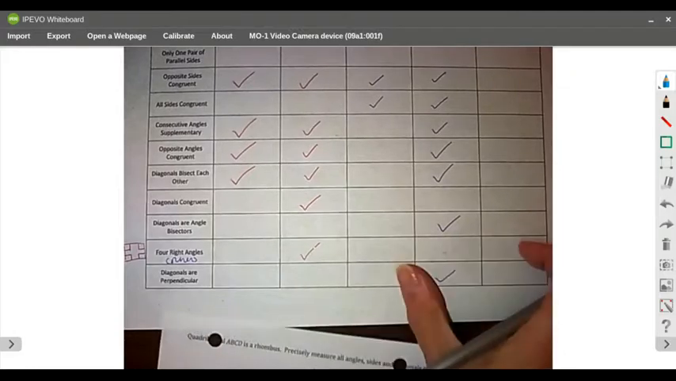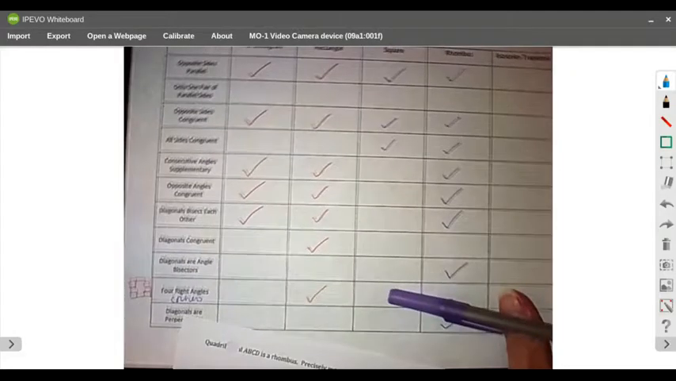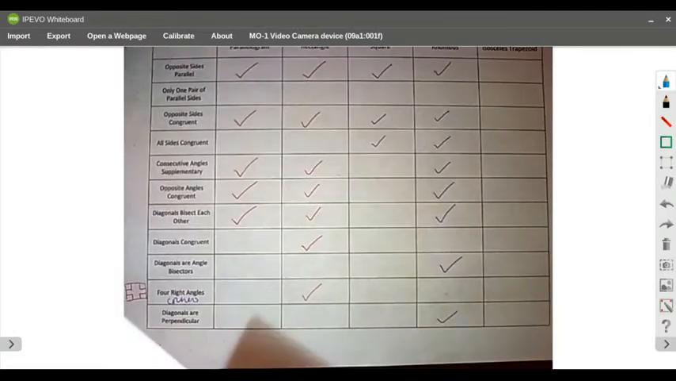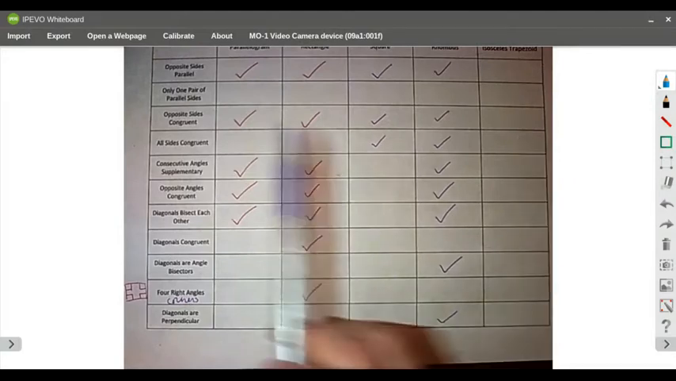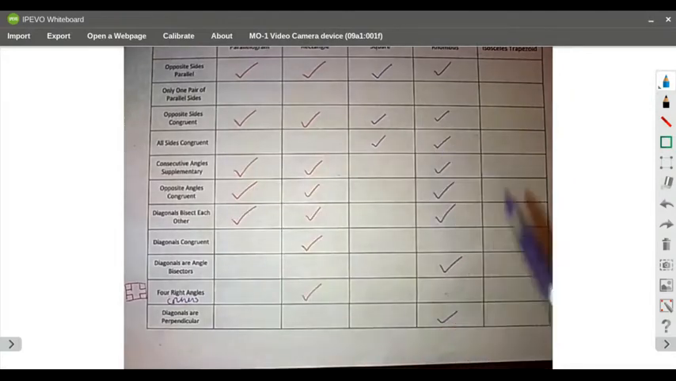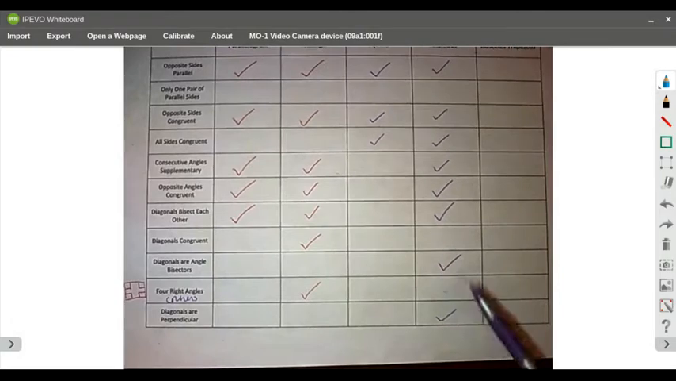So if you take a look at that list, comparing parallelogram to rhombus, the only things that are new and different are that all sides are congruent, the diagonals are angle bisectors, and the diagonals are perpendicular. So anytime you have a rhombus, all of these things are true. And so when you're solving problems with a rhombus, you want to set up what you know is true about it based on the properties.